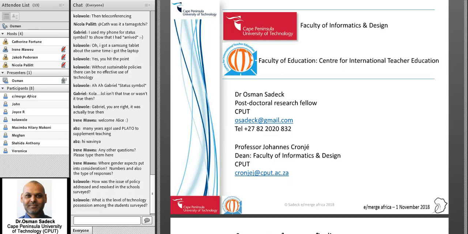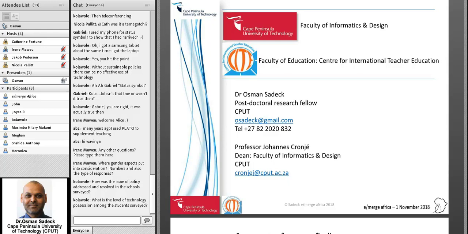Now, there were two aspects in terms of the schools that were actually used. I'm going to start with the second question first, the level of technology possession. In the schools that we worked in, all of the schools had at least one computer lab. That means they had access to it. In some of the schools, the students already had access to a tablet. It was the kind of thing that gets handed out in schools and then taken back at the end of the day. So they did have access to technology.